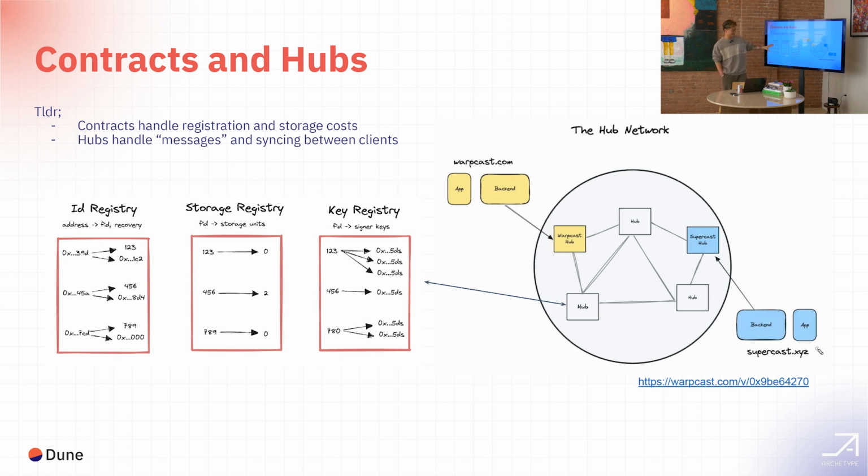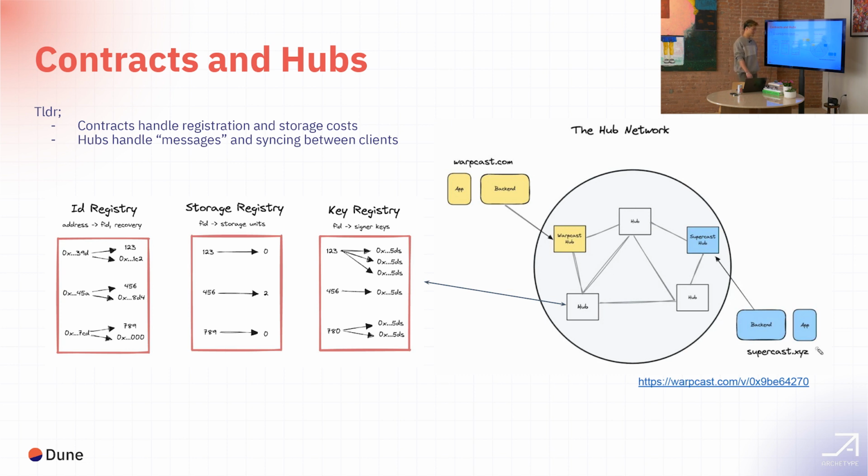But essentially, there are three parts. You have the contracts, which I'll talk through. You have hubs, which are a gossip network, essentially nodes talking to each other and saying, hey, XYZ posted this or that. And then you have clients that run their own hubs and also have their own app and backend.